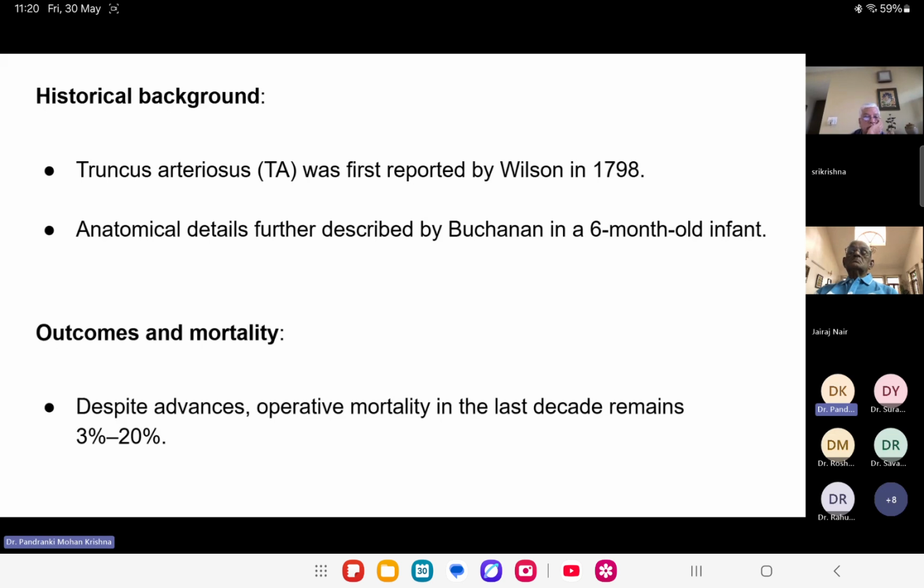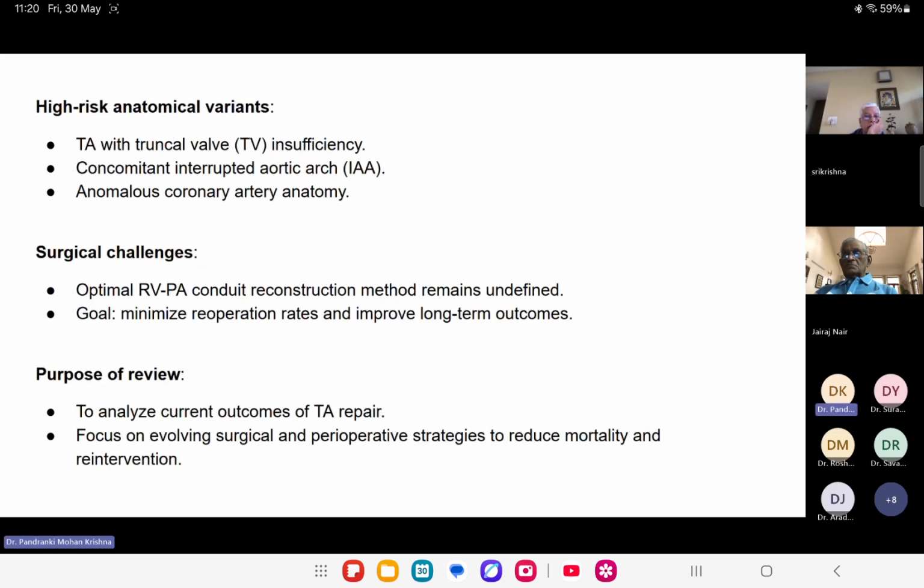Outcomes and mortality: despite advances, operative mortality in the last decade remains 3 to 20%. High-risk anatomical variants, according to the study, are truncal valve insufficiency, tricuspid atresia with the truncal valve, concomitant interrupted aortic arch, and anomalous coronary artery anatomy. Surgical challenges: the optimal RV to PA conduit reconstruction method remains undefined, and the goal is to minimize reoperation rates and improve long-term outcomes. The purpose of the review is to analyze current outcomes of truncus arteriosus repair, focusing on evolving surgical and perioperative strategies to reduce mortality and reintervention.